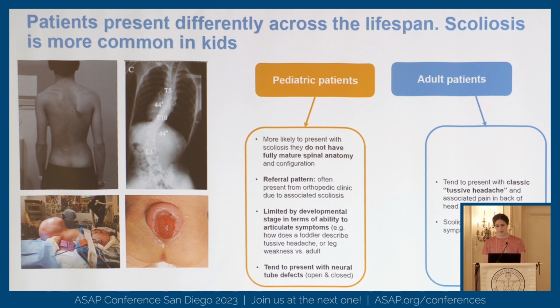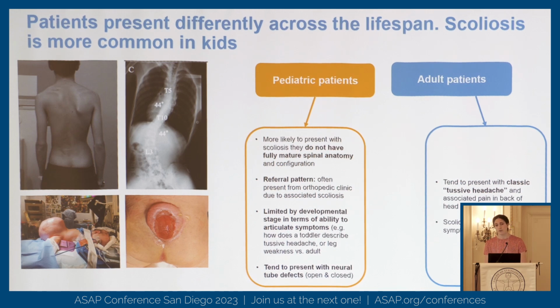So the spine surgeons will ask us to do a Chiari decompression in the hopes that this will improve or reverse the scoliosis. Adults have much more mature spinal anatomy, so are much less likely to develop a scoliosis later in life as a result of their Chiari malformation.